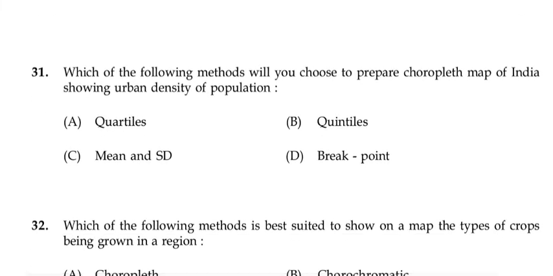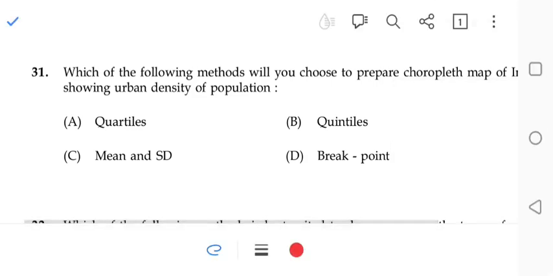31. Which of the following methods will you choose to prepare a choropleth map of India showing urban density of population? Quartiles, quintiles, means and SD breakpoint. It will be A, that is quartiles.